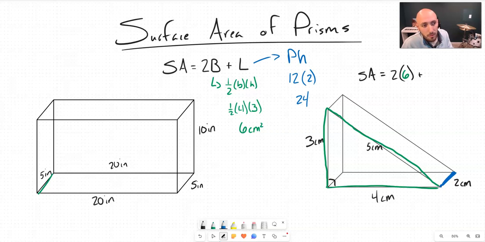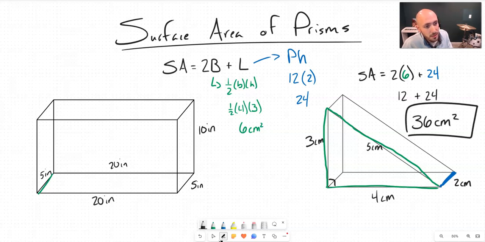So now we've got our formula. So surface area equals 2 times the area of the base, which is 6, plus the lateral area, which is 24. So 2 times 6 is 12, plus 24 is 36 square centimeters. And that is the surface area of this triangular prism here.